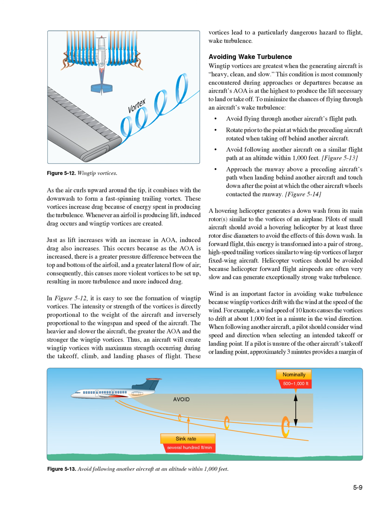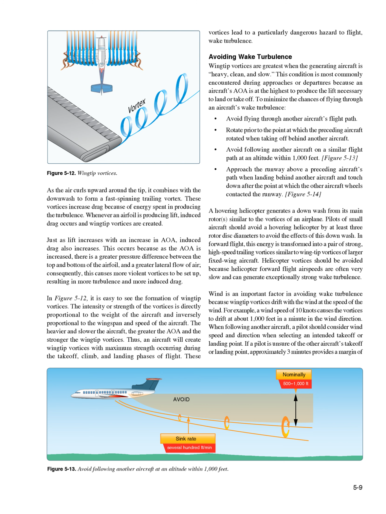The intensity or strength of the vortices is directly proportional to the weight of the aircraft and inversely proportional to the wingspan and speed of the aircraft. The heavier and slower the aircraft, the greater the AOA and the stronger the wingtip vortices. Thus, an aircraft will create wingtip vortices with maximum strength occurring during the takeoff, climb, and landing phases of flight. These vortices lead to a particularly dangerous hazard to flight, wake turbulence.